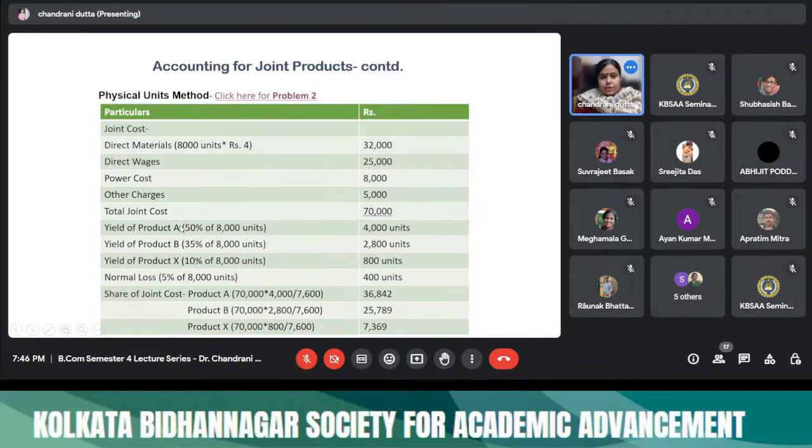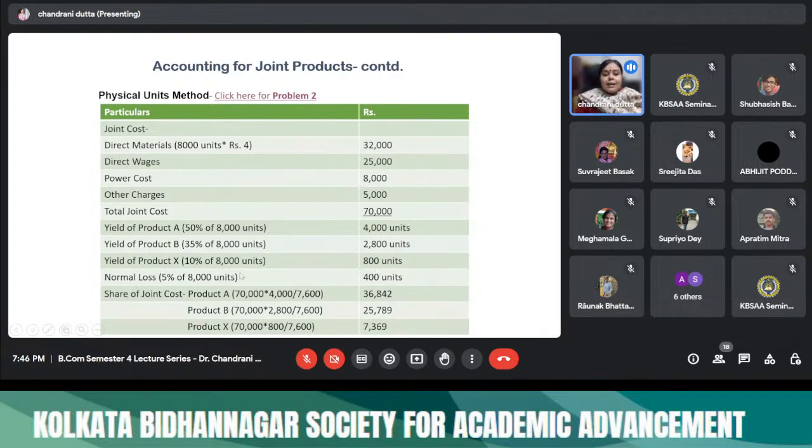Now yield. After processing this many units, what yield of products am I getting? 50% of 8,000 is 4,000 units of product A, 35% of 8,000 is 2,800 units of product B, and 10% of 8,000 is 800 units of product X. Besides this, there is an inevitable loss which I cannot avoid, a normal loss of 5% of 8,000 units, which is 400 units. So these are the various yields of the three products, and some portion is lost and cannot be recovered.